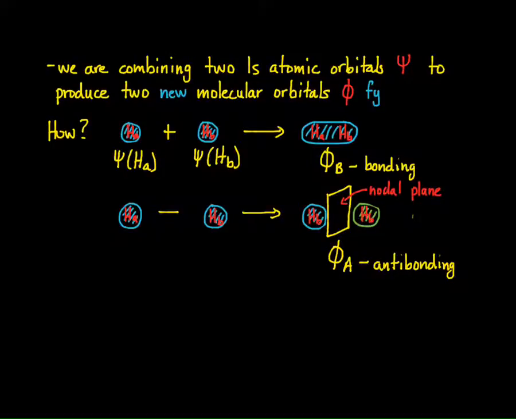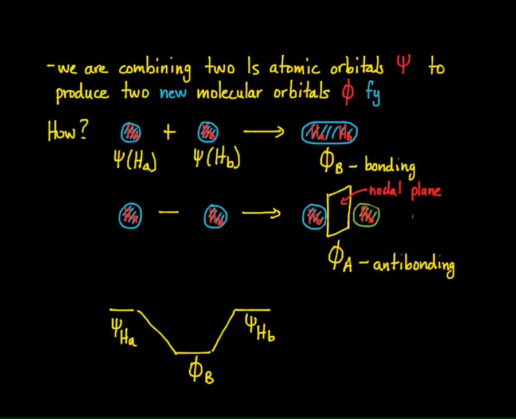Now, when we think about the energy of the orbitals, we start off with two atomic orbitals, HA and HB. And as we saw in the diagram on the previous slide, energy is released, so energy is lowered, and it produces a bond between HA and HB. And this is represented by that phi bonding orbital, that new molecular orbital. It's lower in energy. Well, what about phi A, phi antibonding?